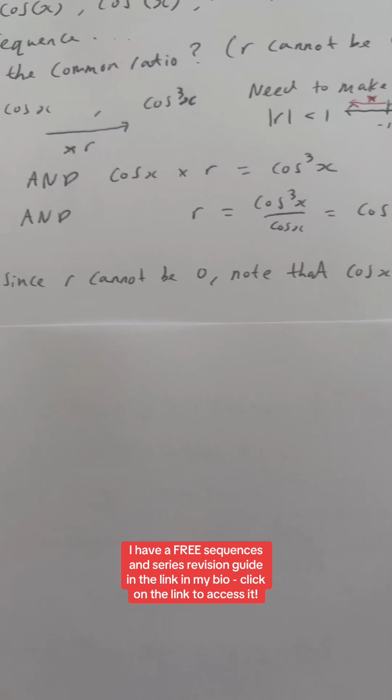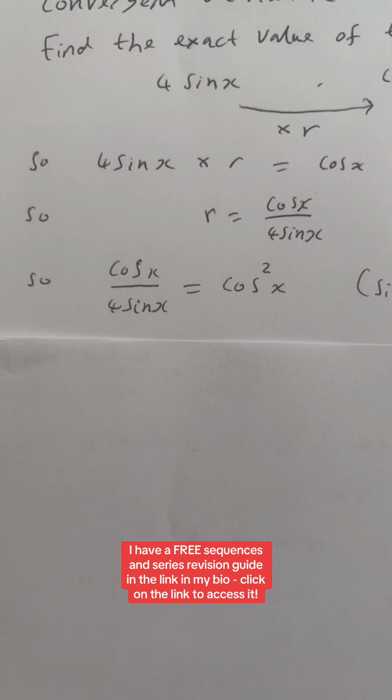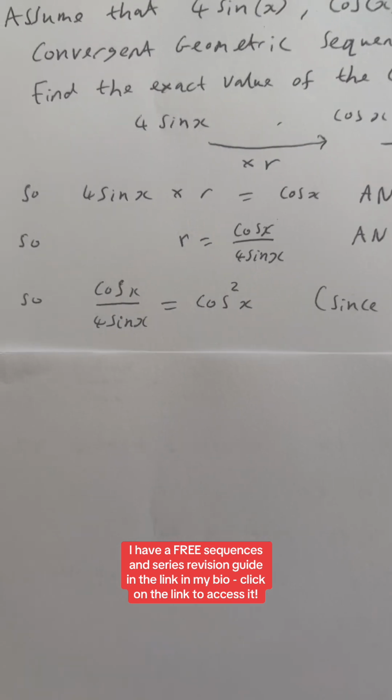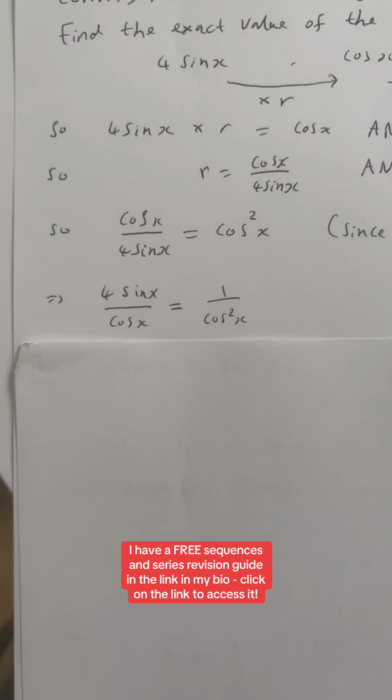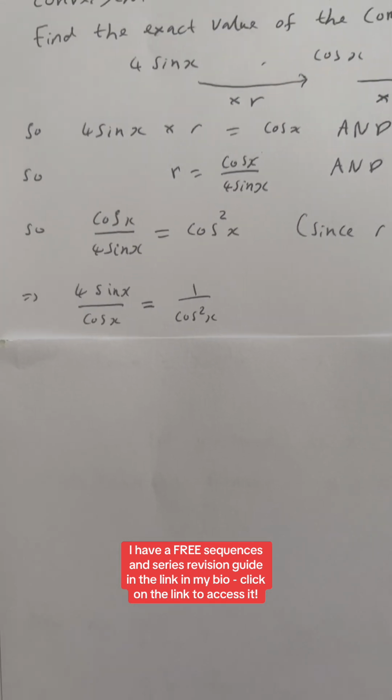Now just a little note, r cannot be 0, as we said before in the question. I stated clearly that r is not allowed to be 0. So that does mean that cos x can't be 0, because remember that r value is cos x over 4 sin x, so obviously cos x can't be 0. Not too important, but just something I thought I would emphasize.